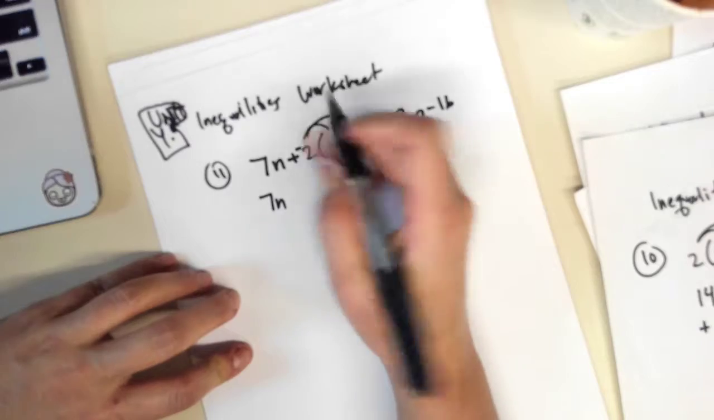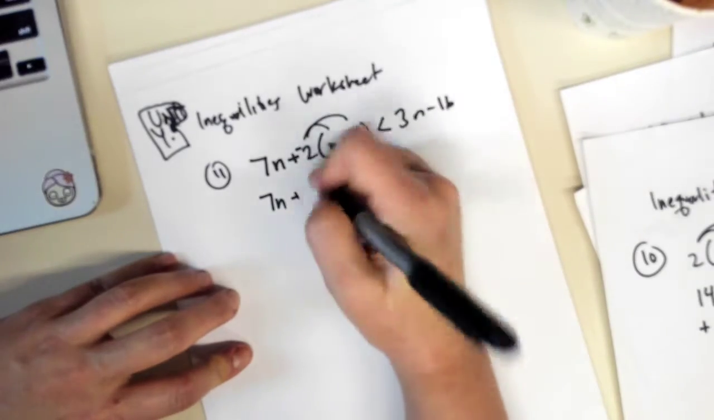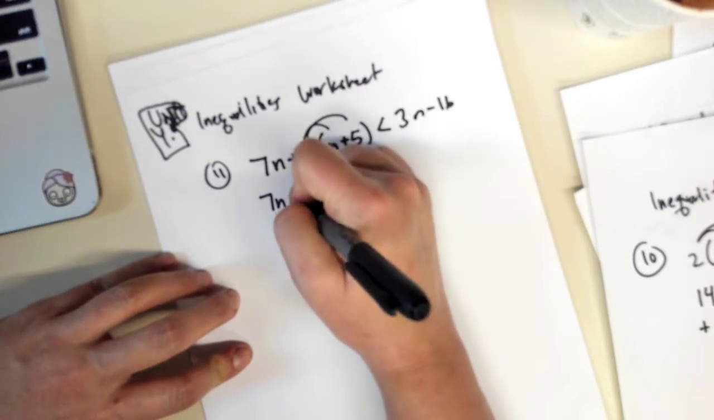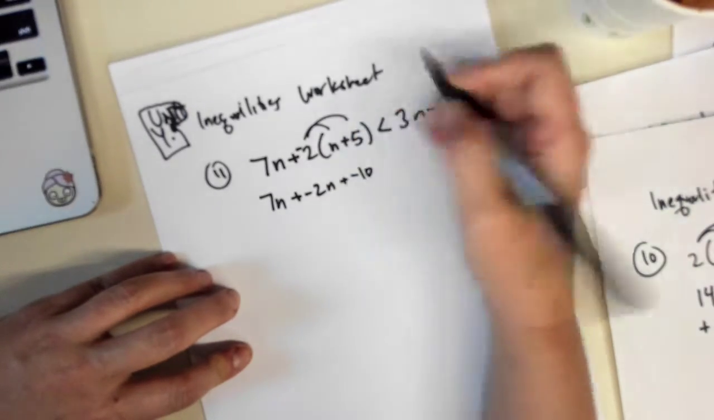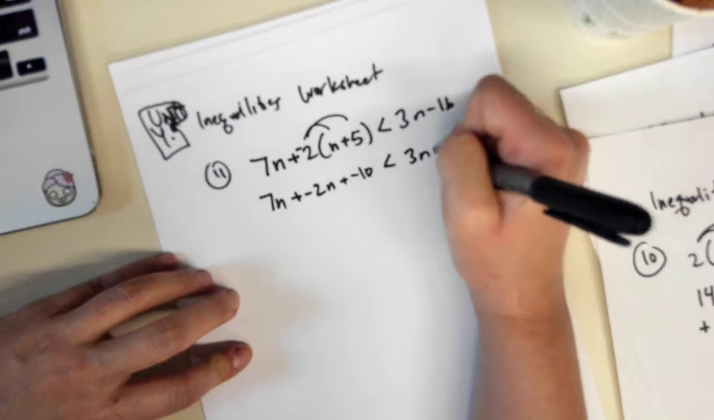Okay, bring down the 7n. You get a negative 2, and you get a negative 2. So negative 2 times n is negative 2n, plus negative 2 times 5 is negative 10. It's less than 3n minus 16.